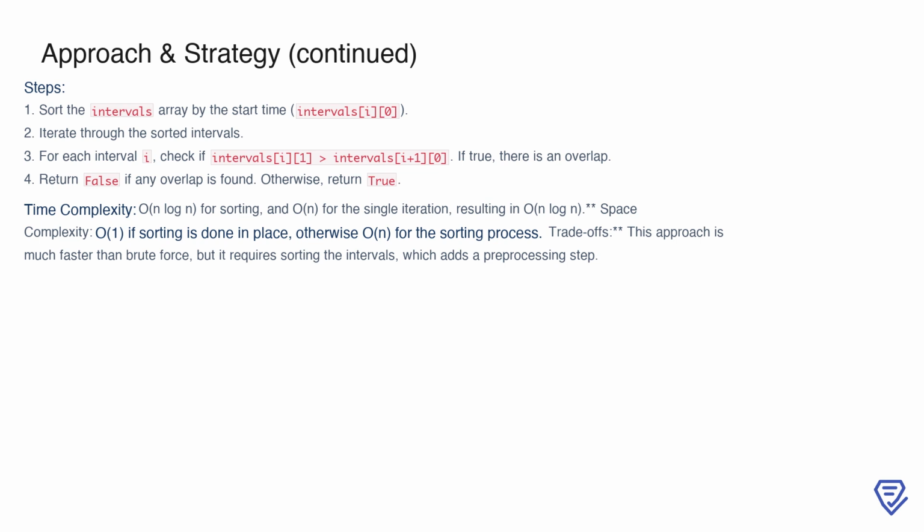First, we sort the intervals array based on their start times. Then, we iterate through the sorted intervals and check if the end time of the current interval is greater than the start time of the next interval, which would indicate an overlap.